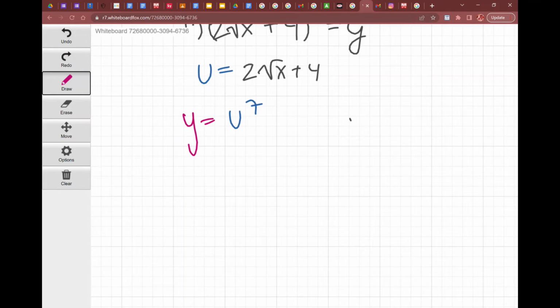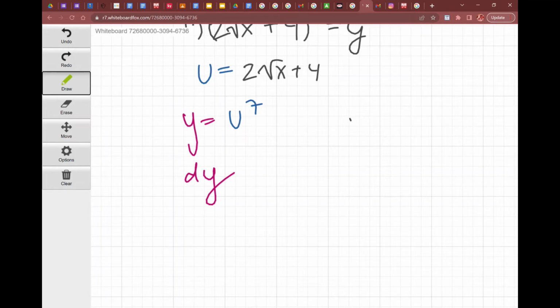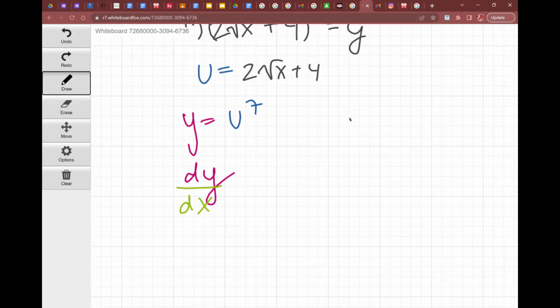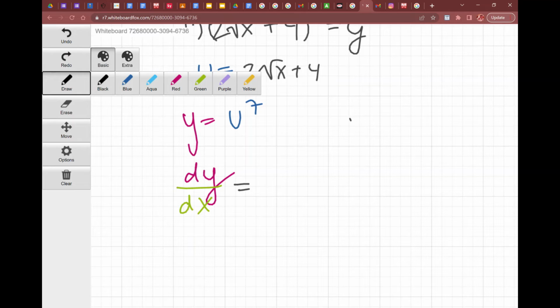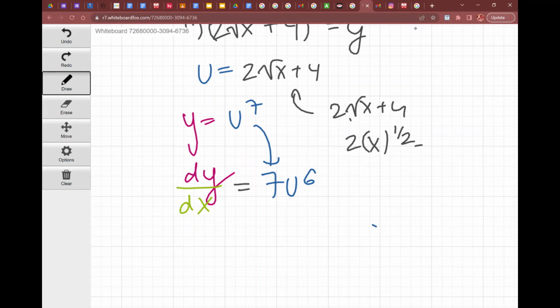Now then, we know that dy over dx is going to be dy over du times du over dx, right? And so my derivative of y with respect to u is going to be 7 u to the 6. That's just power rule, we learned that. Times the derivative of u. And my u is 2 root x plus 4, and you can write this as 2 x to the 1/2 plus 4.